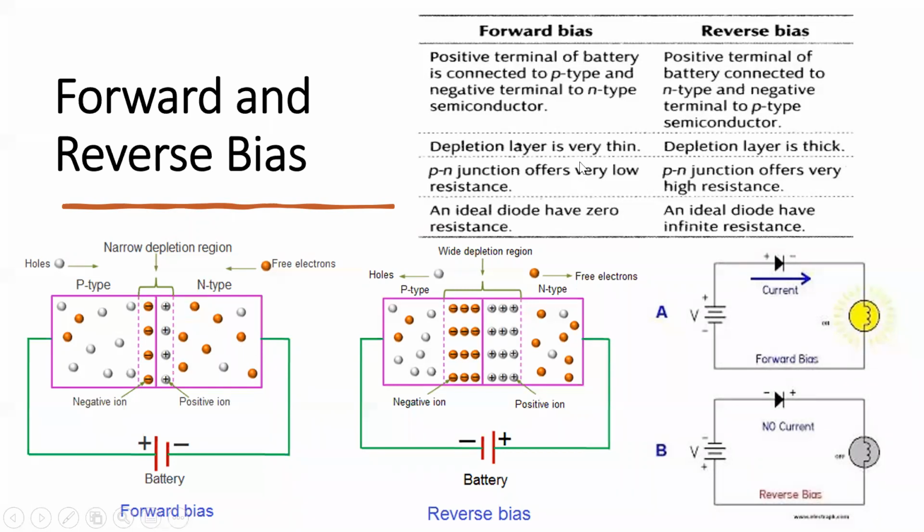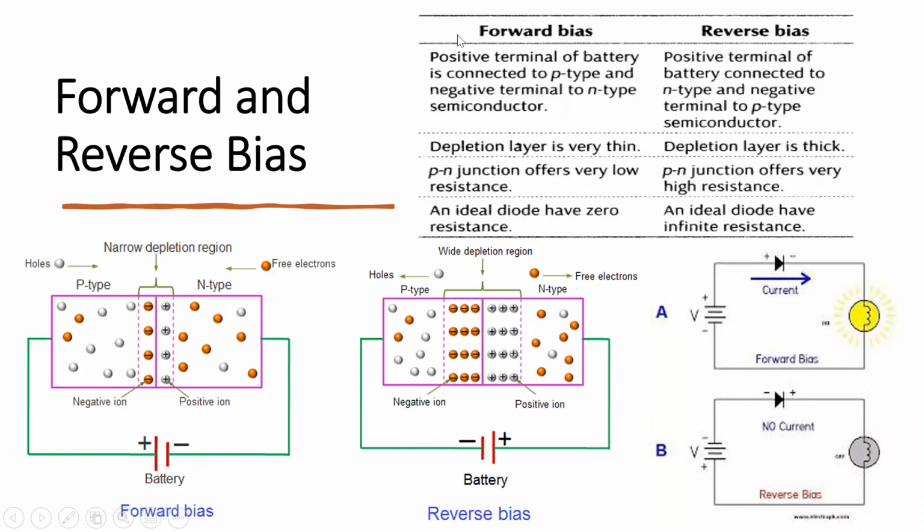Now in the circuit, the positive terminal of the battery is connected to the p-type. I told you the arrow mark shows p-type and the line shows n-type. So the negative side of the battery is connected through a bulb to the n-type. This is p-type and this is n-type. So in forward bias, p-type goes to positive and n-type to negative.